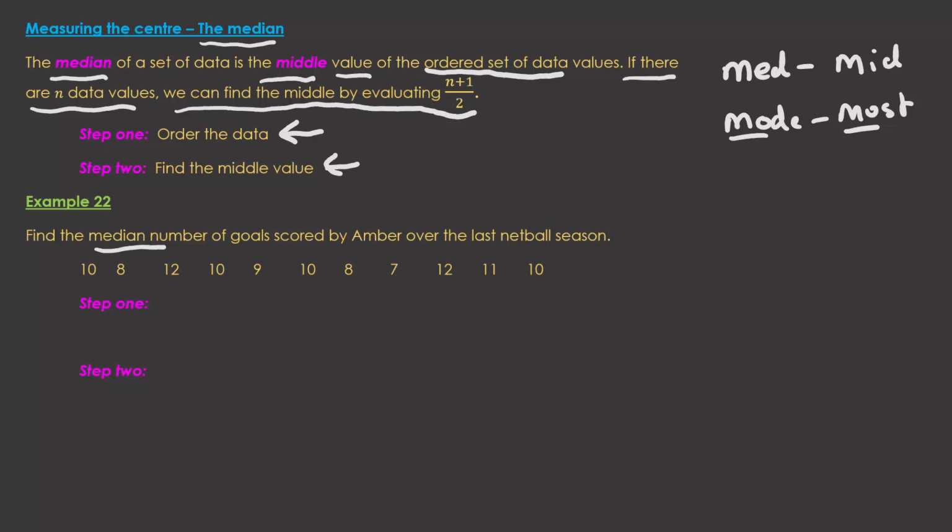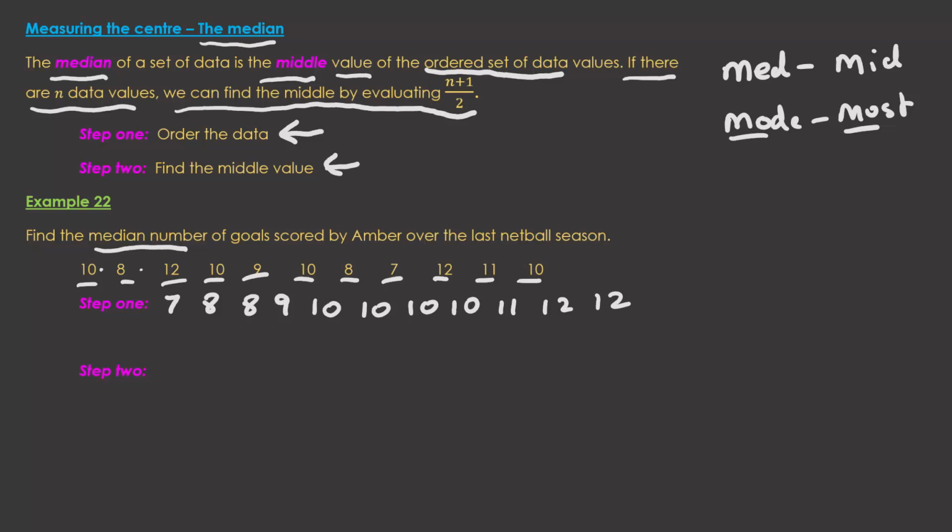So we want to find the median number of goals scored by Amber over the last netball season. Step one is we need to put this data in order. I think the smallest one is the 7. Then I've got, I think, two 8s. I'll come back and correct if I miss something. I've got a 9. And then I've got 1, 2, 3, 4 10s. I've got an 11. And that leaves me with two 12s.